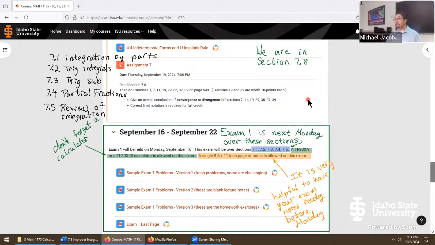Well, any questions at all, folks, about the upcoming exam? Okay. Any questions folks would like to take a look at the moment before we go to section 7.8?